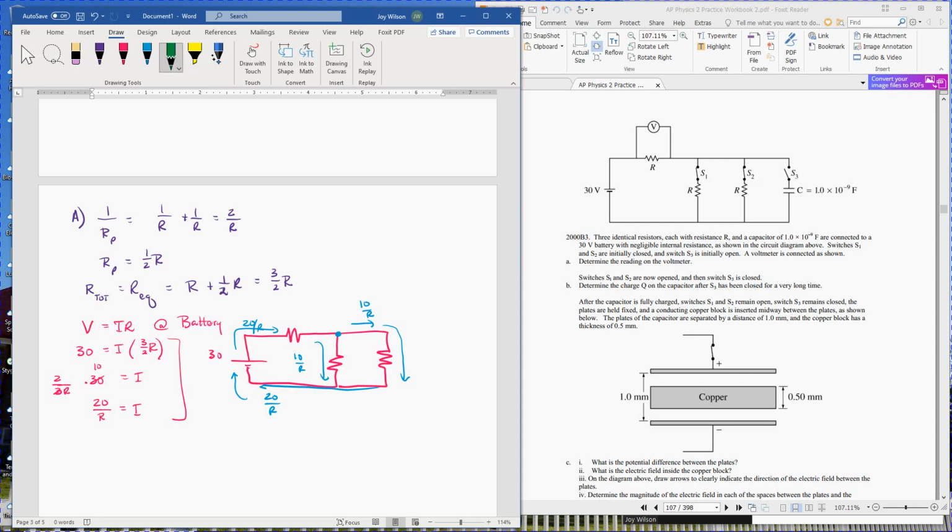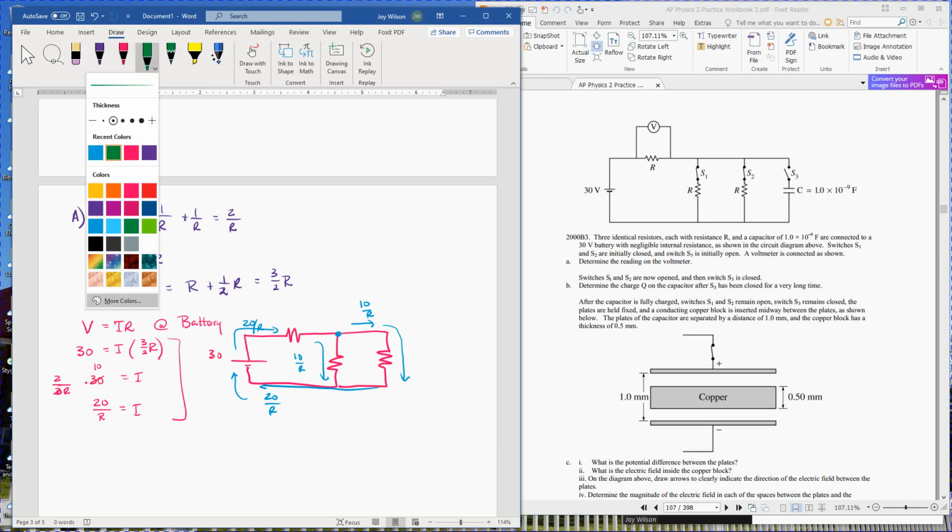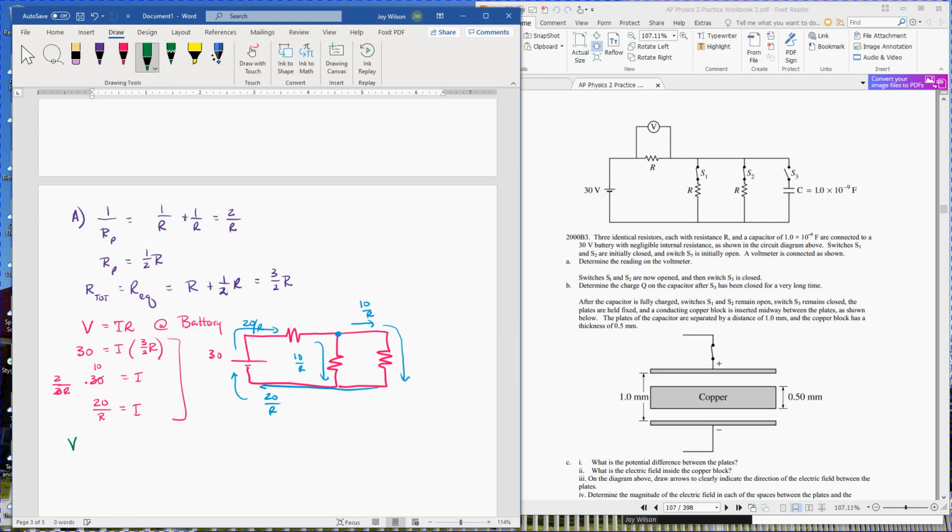So how do I answer part A? Well, now I'm ready to answer part A. The reading on the voltmeter, whoops, don't use that marker. The reading on the voltmeter at the first resistor is going to be the current at the first resistor times the resistance of the first resistor. So we get V equals 20 over R times R. So my voltage is 20 volts.